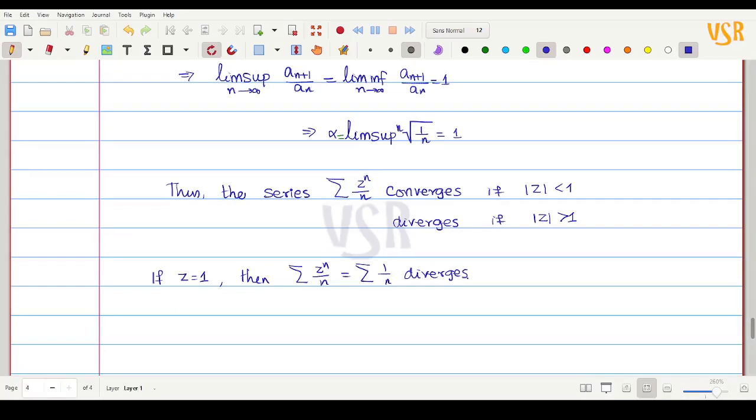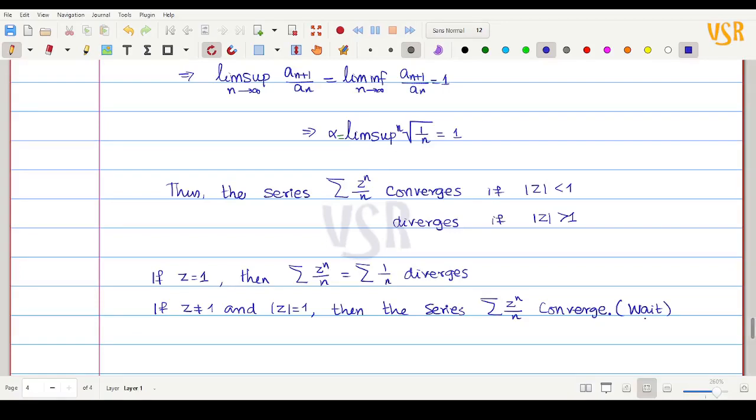Now what I am going to say is: if z is not equal to 1 and mod z equal to 1, then the series summation z to the power n divided by n is going to converge. I am going to say this converges. To say this, we will wait.